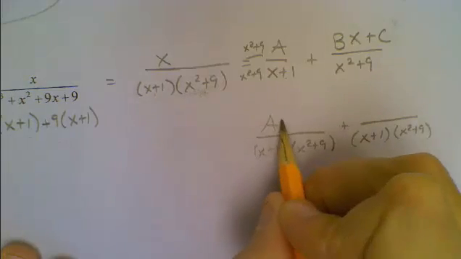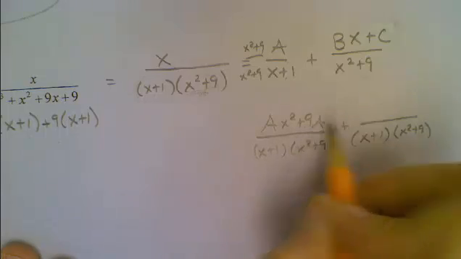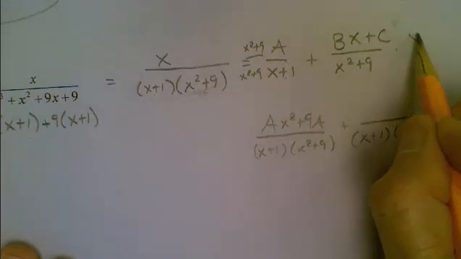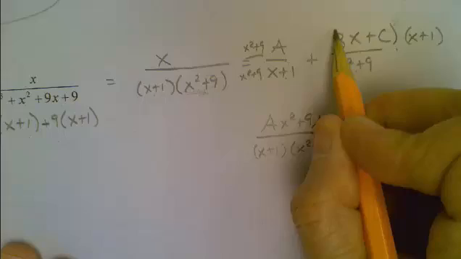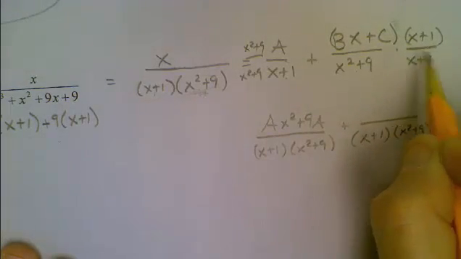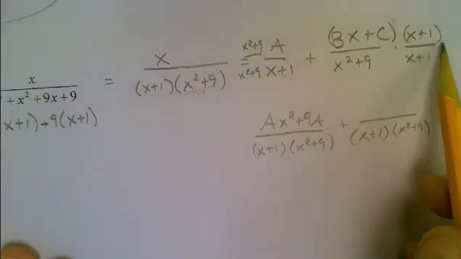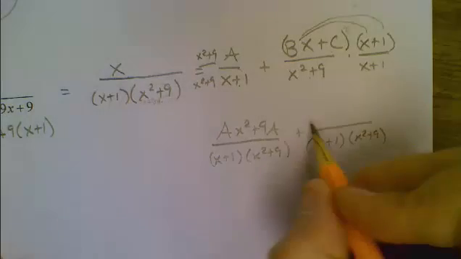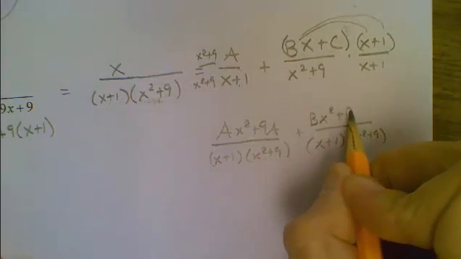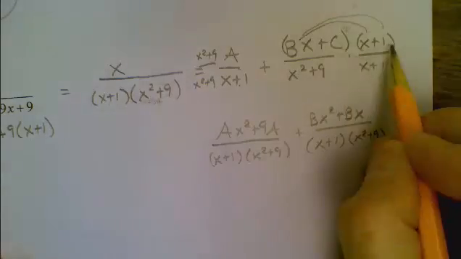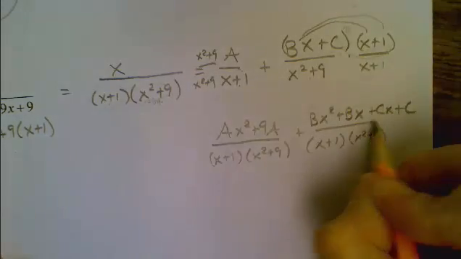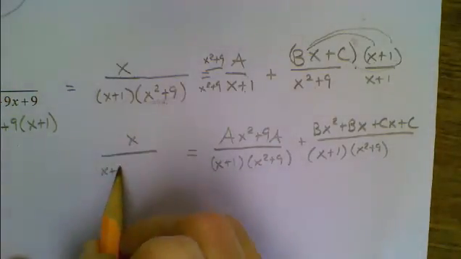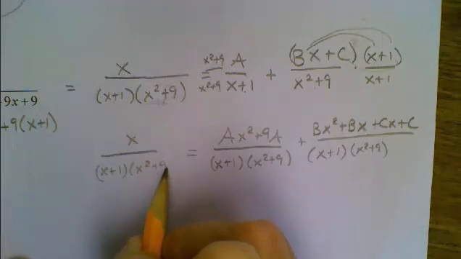So I get ax squared plus 9a. The second fraction has the x squared plus 9, so I need to multiply by x plus 1. Now I'm going to have to do some foiling because I have a binomial, bx plus c, times another binomial. So I'm going to FOIL. I'm going to get bx squared plus bx, and then I'm going to get cx plus c. And all of that equals this fraction that we started with that just has an x in the numerator.